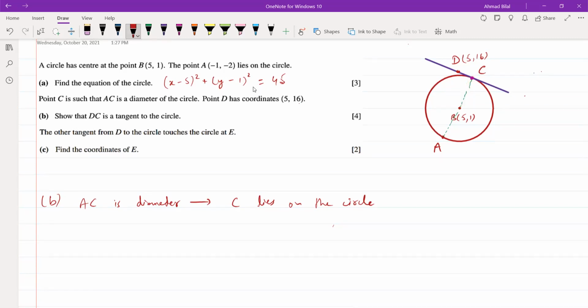Now we have to show that BC and CD are perpendicular. Now for that, we need the coordinates of C first. How can you find the coordinates of C? Any idea? Remember, we have the coordinates of A. A is -1 and -2.